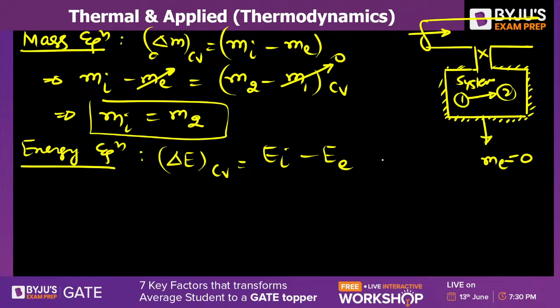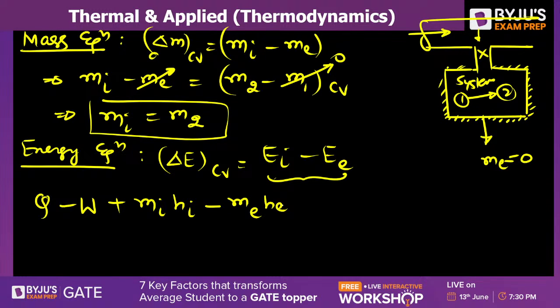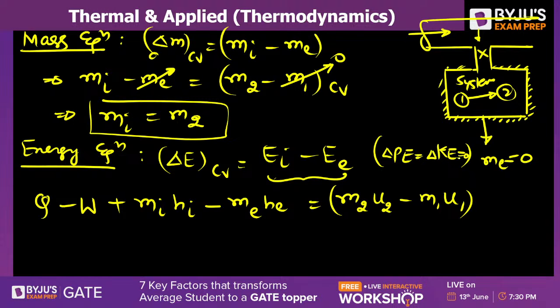Energy entering minus energy leaving will be the heat added to the system, Q, minus work done by the system. Then energy entering through the supply pipeline, plus Mi into Hi, minus energy leaving, Me into He, along with the mass, is equal to M2 into U2 minus M1 into U1, isn't it? Why? Because we assume change in potential energy and change in kinetic energy to be 0.